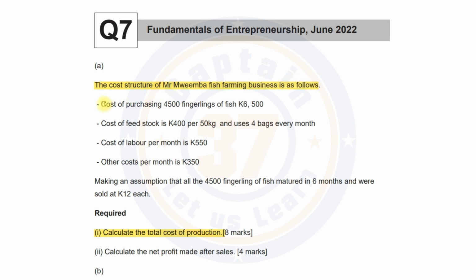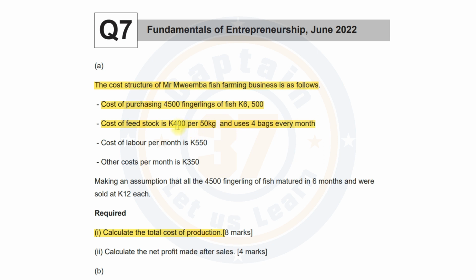There is the cost of purchasing 4,500 fingerlings of fish at 6,500. So Mr. Mwemba is going to purchase 4,500 fingerlings. The cost of feedstock is 400 kwacha per 50 kg. And he uses 4 bags every month. This is very interesting. Take note of that.